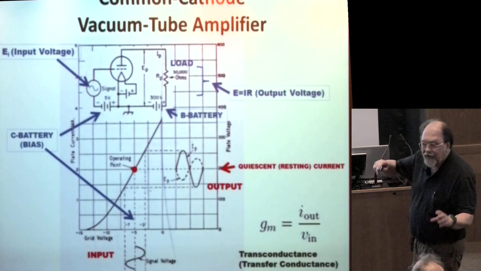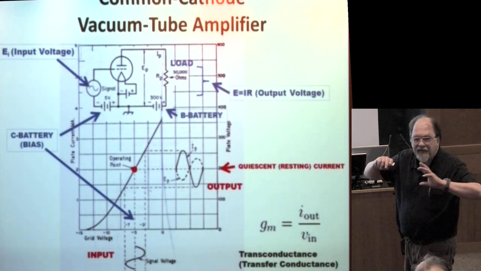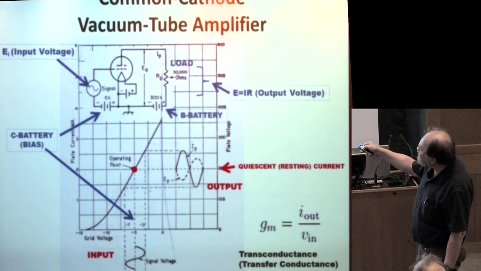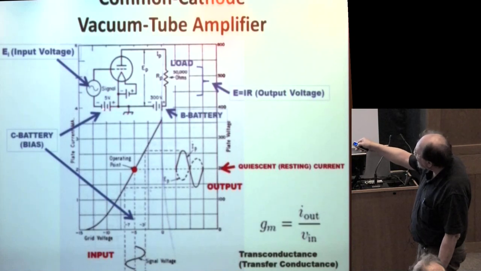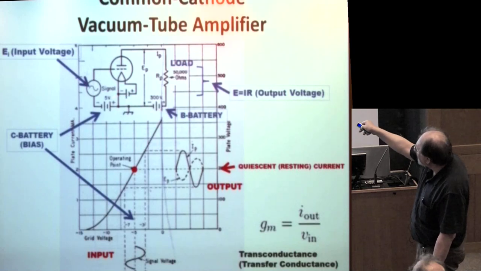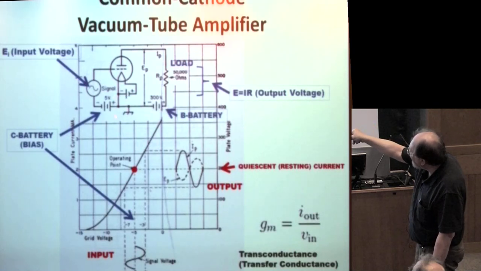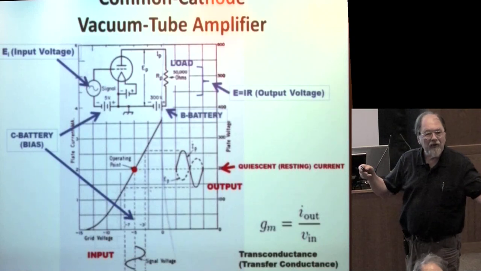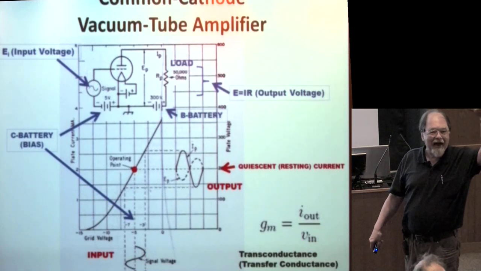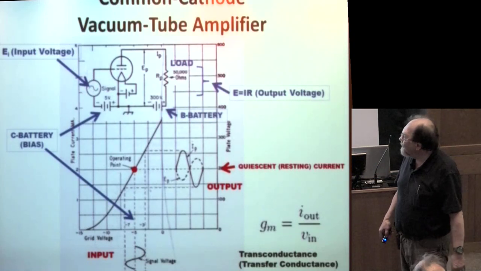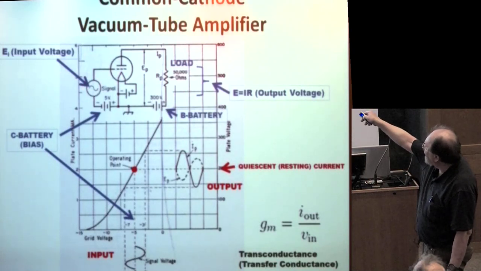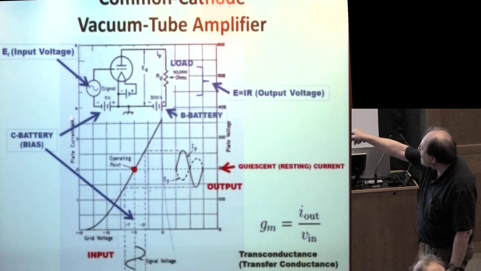So let's use a little bit of that to look at the simplest vacuum tube amplifier, common cathode. That's because you have a circuit here, the input, connected to the cathode, and another circuit over here, the output. You can build amplifiers that aren't common cathode, but in the early days you'd end up needing a floating A battery to get it up above ground. Anyway, that's your basic amplifier. We have an input voltage, a load, a B battery, and a C battery.